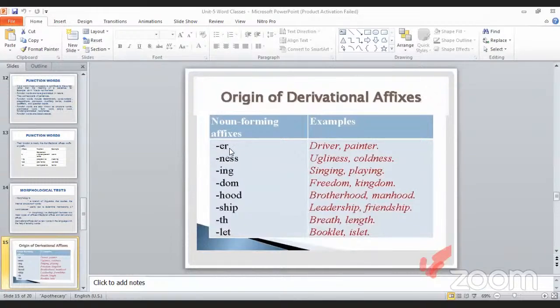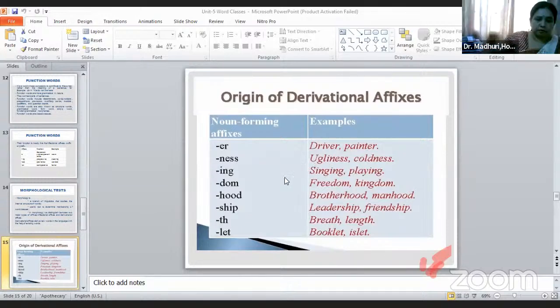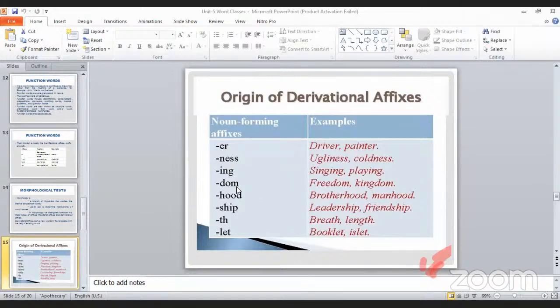Use this word er at the end. What are the words that are formed over here? And then NESS, you have ugliness. Then singing, playing, freedom, kingdom, brotherhood. So these are a few examples here. There are a lot of examples given in your textbook.